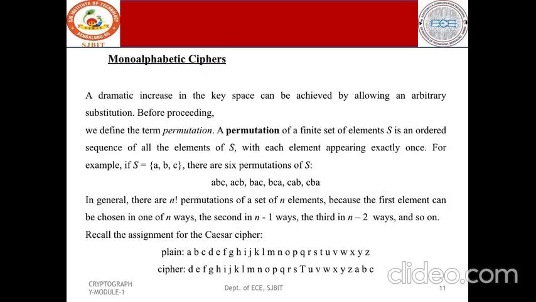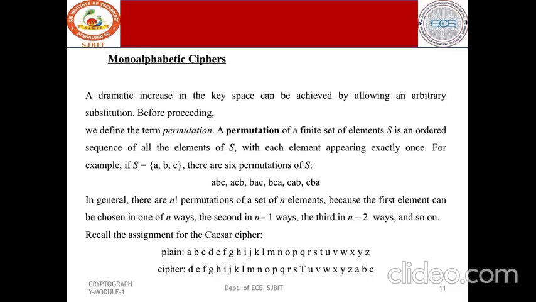Next we'll discuss monoalphabetic ciphers. With only 25 possible keys, the Caesar cipher is far from secure. A dramatic increase in the key space can be achieved by allowing an arbitrary substitution. Before proceeding, we define the term permutation of a finite set of elements S.